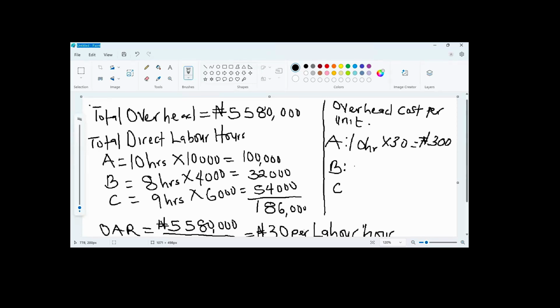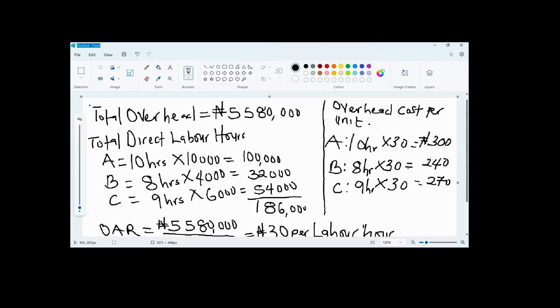Product B will require 8 labor hours, and overhead rate per labor hour is 30. What do you have, please? Multiply. 240. For product C, we require 9 labor hours, and overhead rate per labor hour is 30. Multiply by 30. What do you have, please? 270.